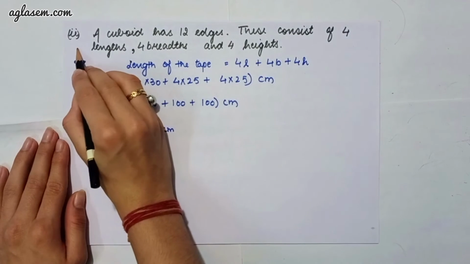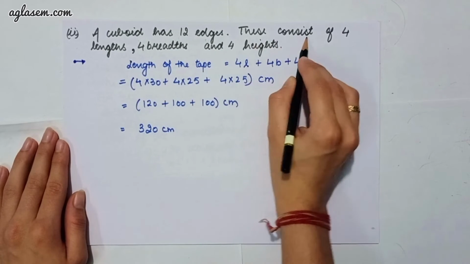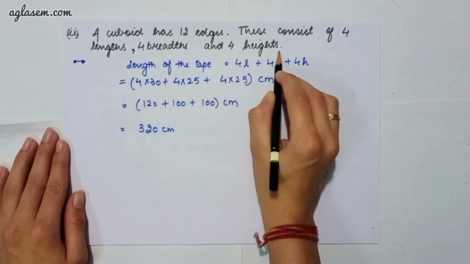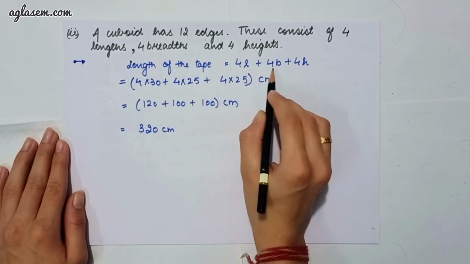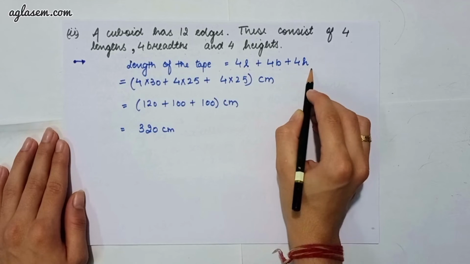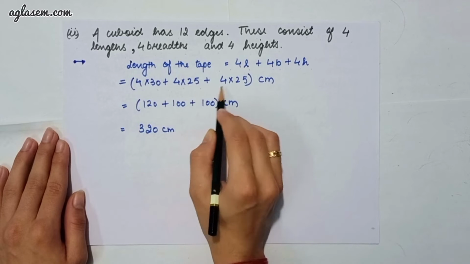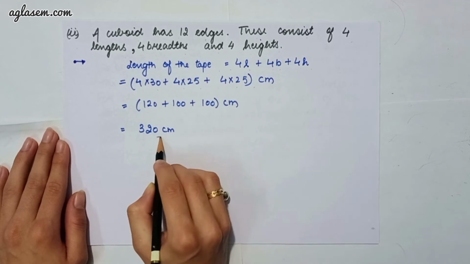Moving to our second part, which says a cuboid has 12 edges. These consist of 4 lengths, 4 breadths and 4 heights. So the answer is length of the tape, that is equal to 4L plus 4B plus 4H, which means 4 into 30 plus 4 into 25 plus 4 into 25 centimeter, that will give you 320 centimeter.